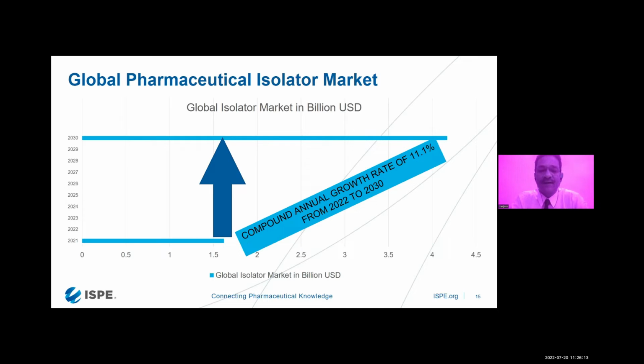This is a slide wherein you can see that from the year 2022 to 2030, the annual growth rate for isolators is going to be around 11.1%. So you can see that a lot of isolators will be replacing the current RABS systems you have in your factories, and more companies will be going for isolator technology.